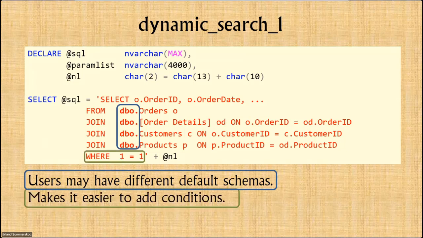This thing here, where 1 equals 1, is a truism, but the point with this one is simply that it makes it very easy to add conditions. We don't have to look, have I already added a where? No. I just put it there, 1 equals 1. The optimizer will realize I don't care about this one.